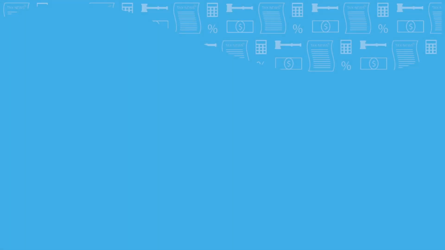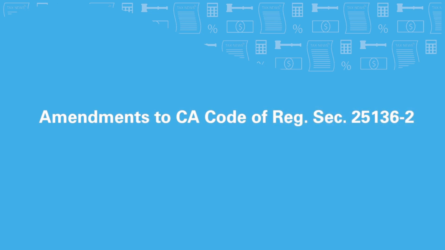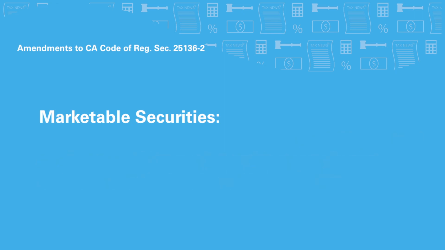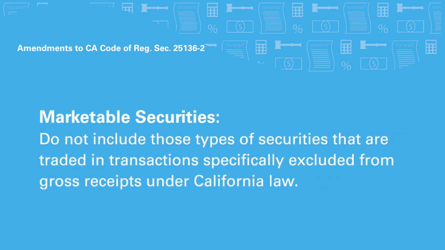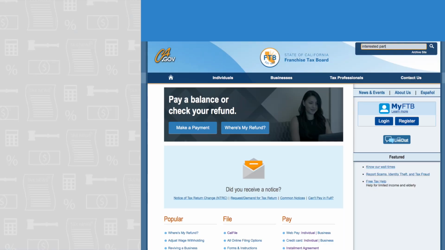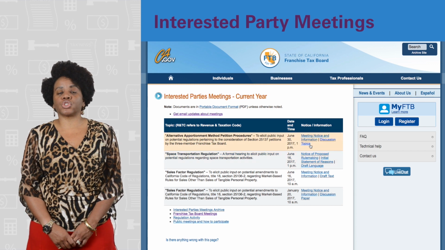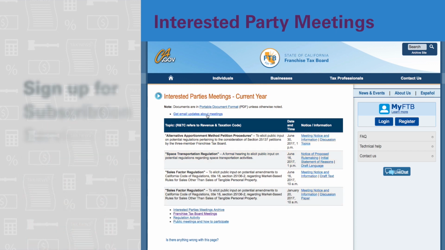And finally, there were some amendments to California Code of Regulations Section 25136-2. These amendments addressed marketable securities, meaning any security that is actively traded in an established stock or securities market and is regularly quoted by brokers or dealers in making a market. Marketable securities do not include those types of securities that are traded in transactions specifically excluded from gross receipts under California law. FTB has held interested parties meetings and plans to hold more to discuss issues regarding the market-based sourcing rules.